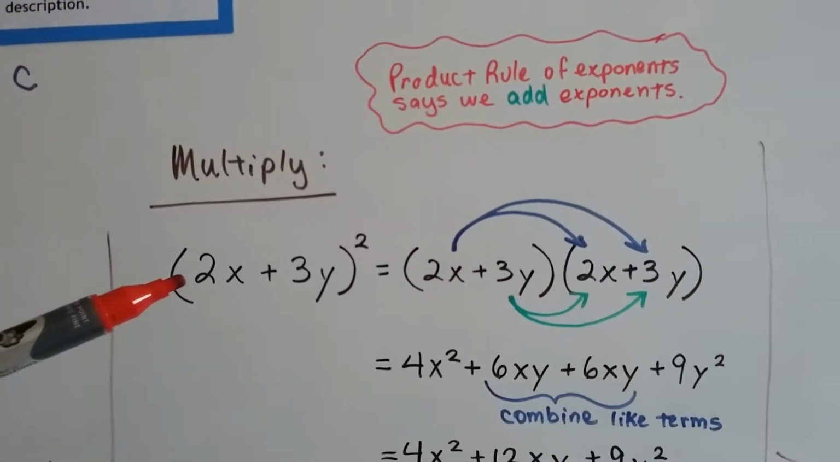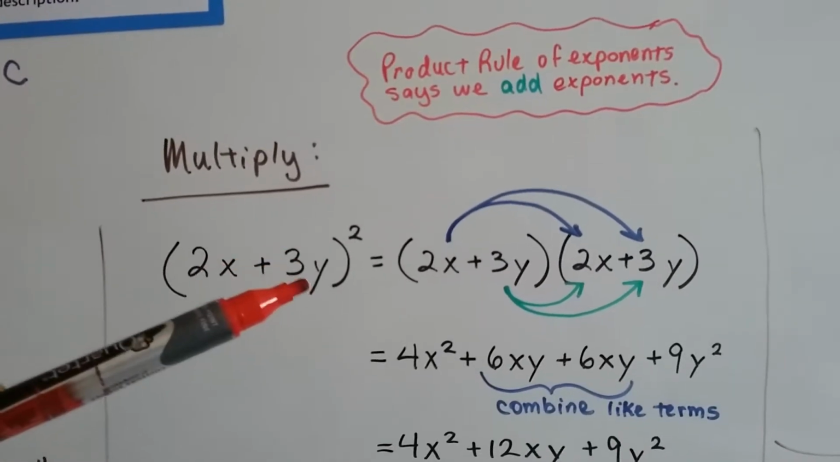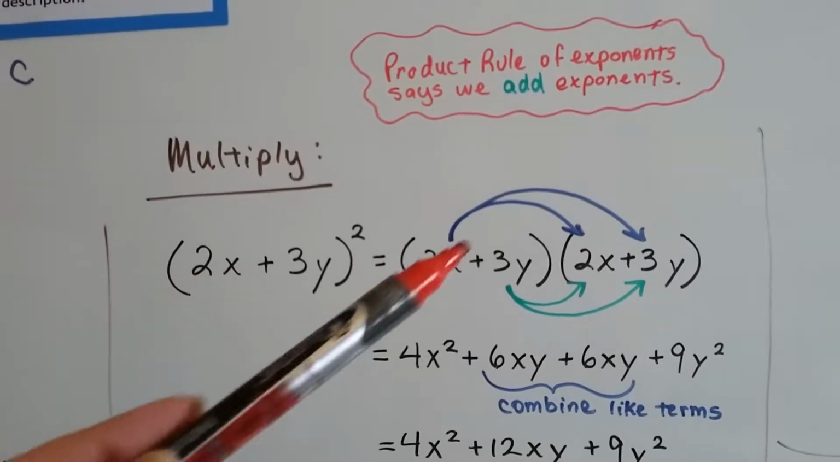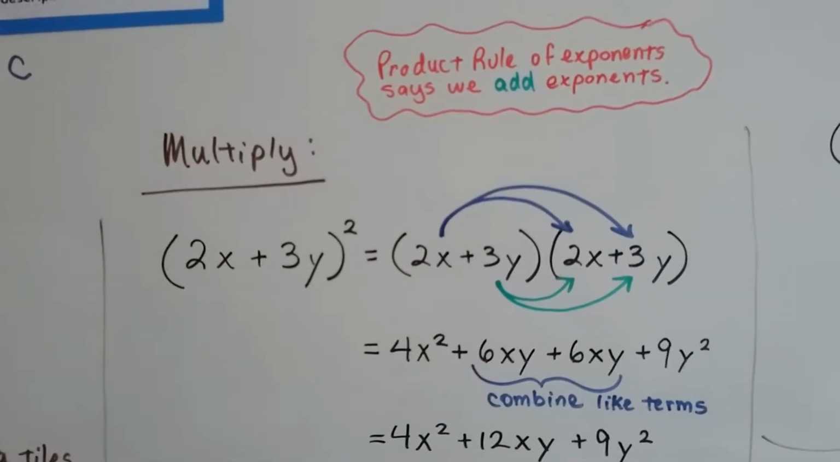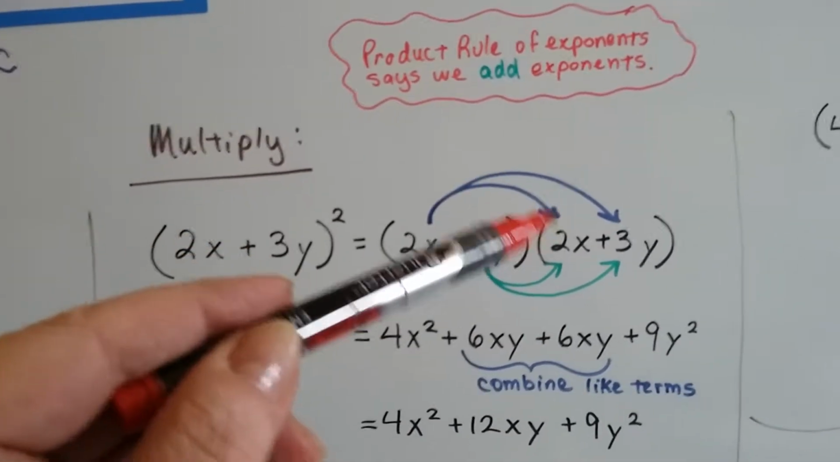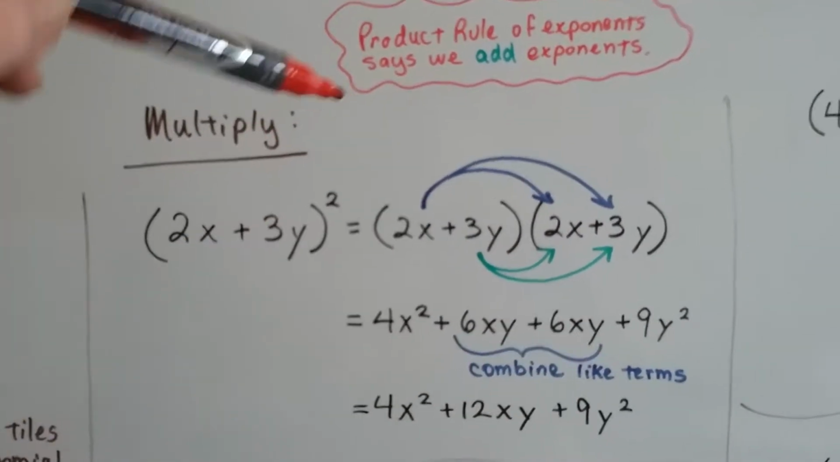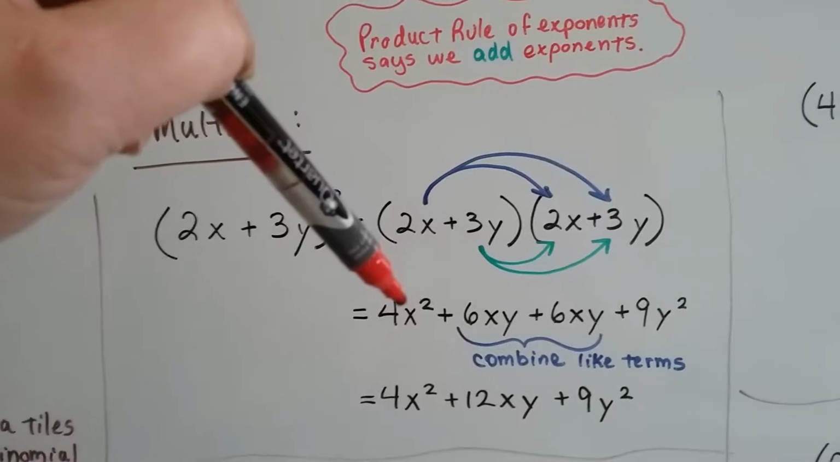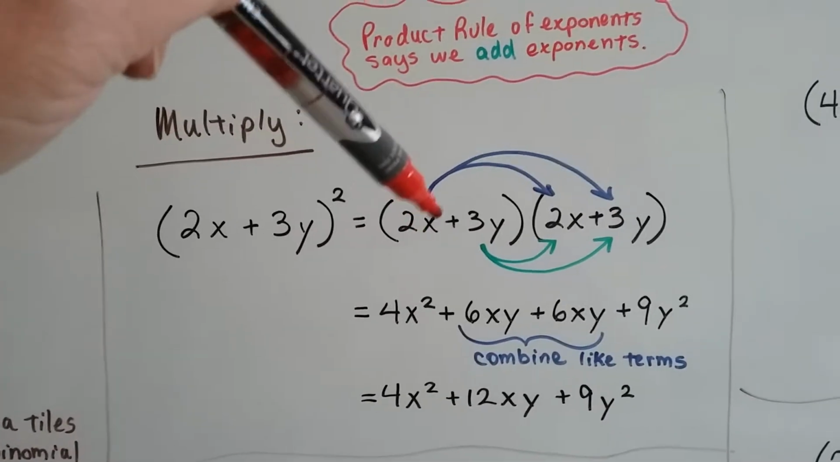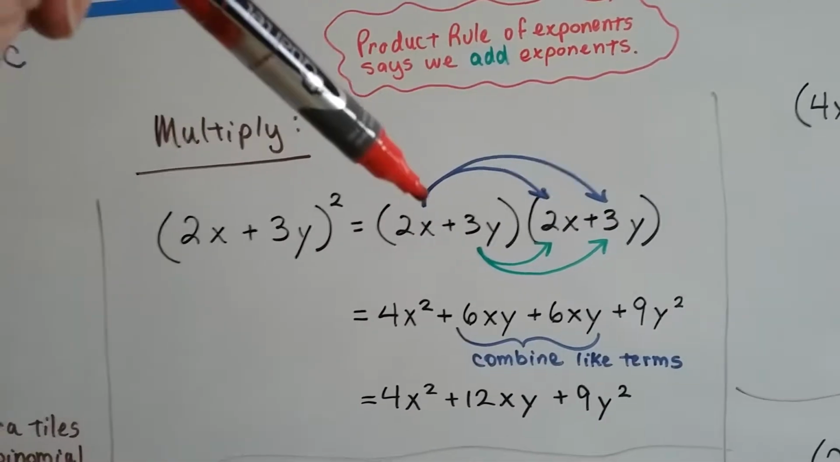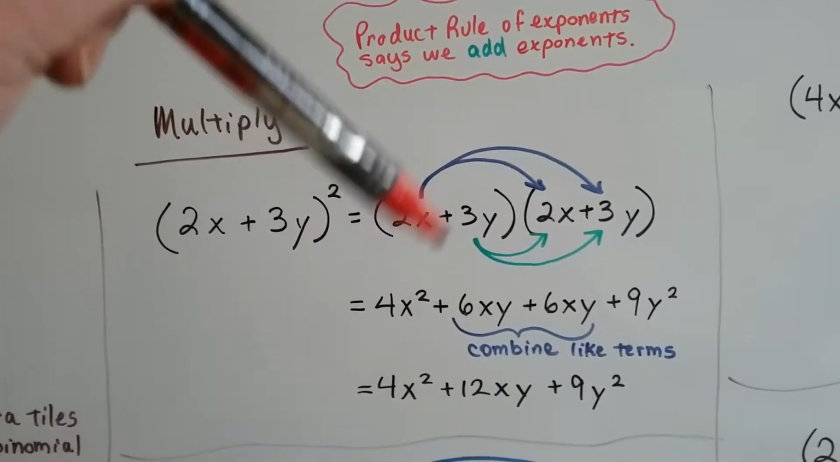All right? So we have 2x plus 3y, and it's a binomial square. We're going to open it up, and we're going to do FOIL. We're going to do first, outer, inner, last. So first one is 2x times 2x gives us 4x squared, because we add that exponent and that exponent. They each have an invisible 1, don't they? So we get an x squared.